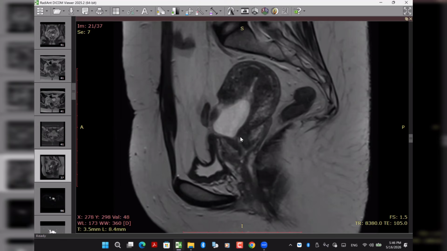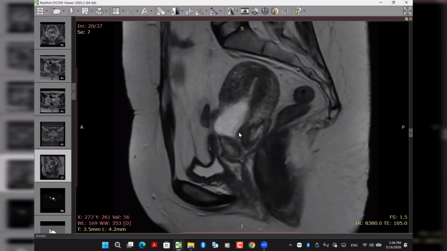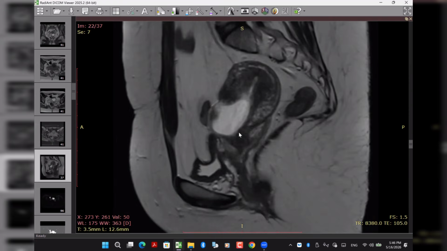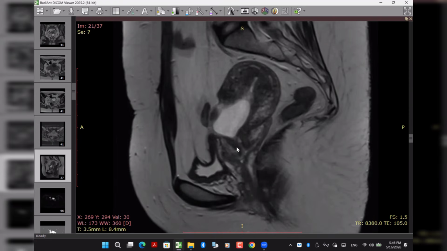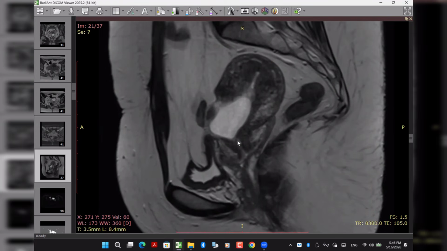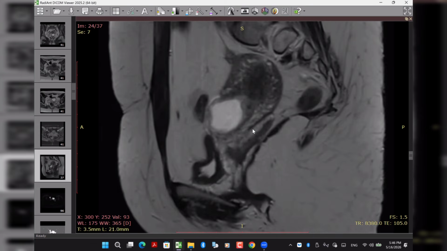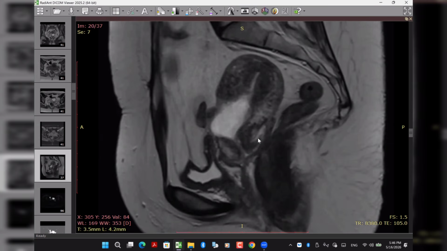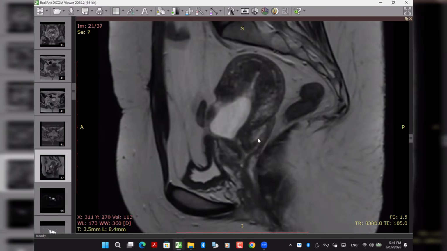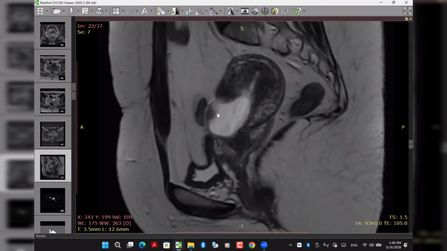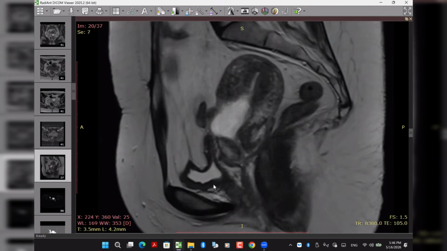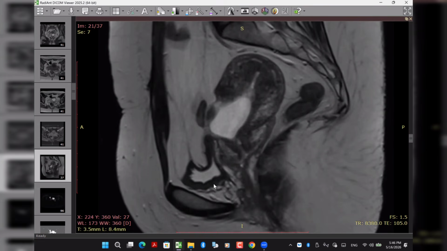Okay, there is a rounded hyperintense lesion seen in the anterior side of the uterus. The anterior myometrium is thinned out, and this lesion seems to be protruding through the anterior myometrial wall. There is slight thinning, perhaps erosion. I would confirm it on the axial images.